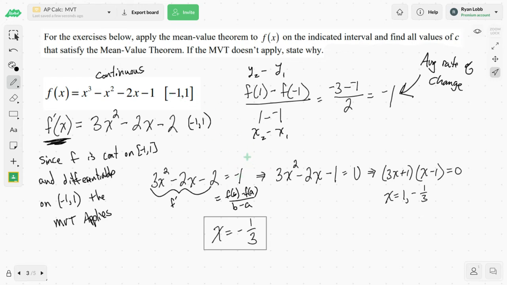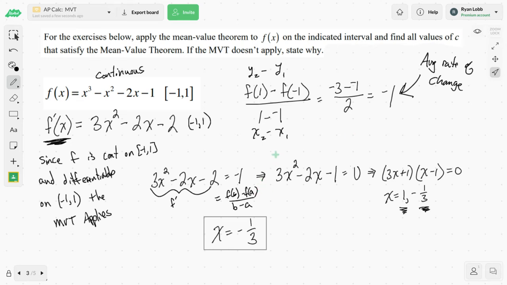And we only want to concern ourselves with the values between -1 and 1. If there are values that make this true outside of -1 and 1, that's great, but it's not what's guaranteed. So we do the algebra, we solve, and we get x equals 1 and x equals -1/3. And 1 is not between -1 and 1. So in this case, the value guaranteed by the mean value theorem is -1/3. So, just recapping, our instantaneous rate of change, our derivative, is equal to our average rate of change.